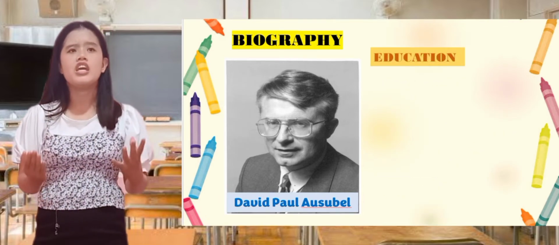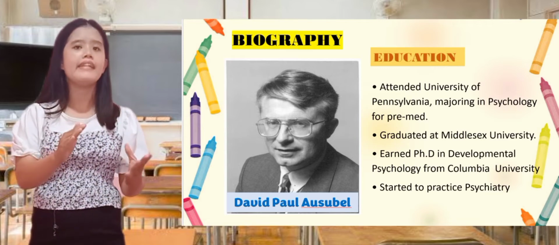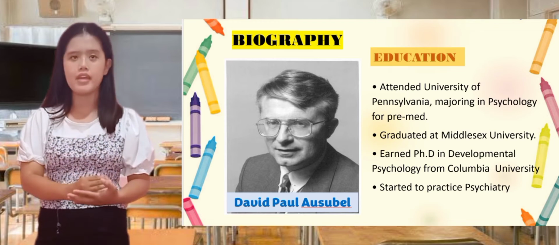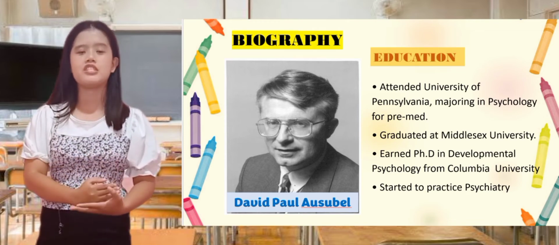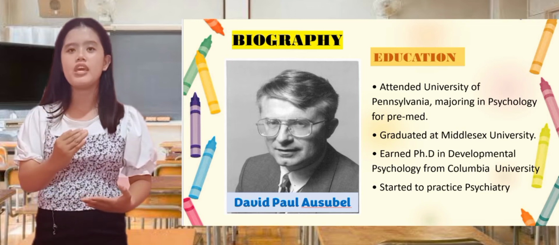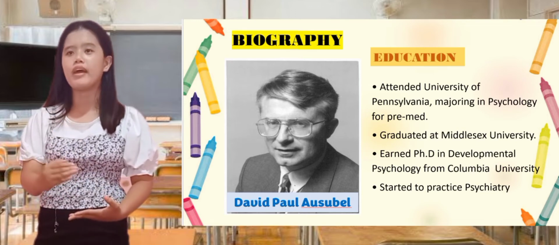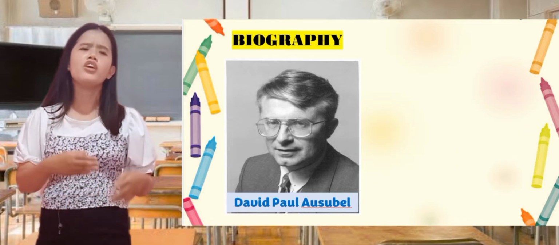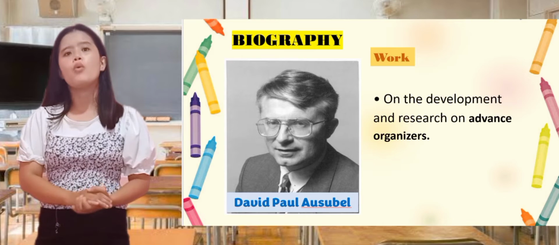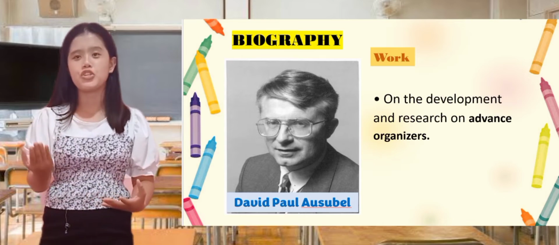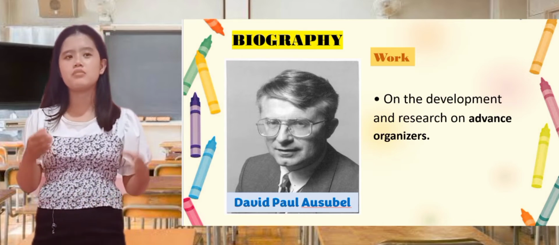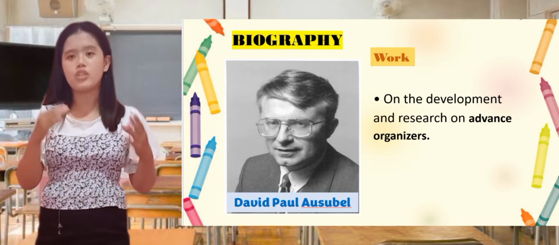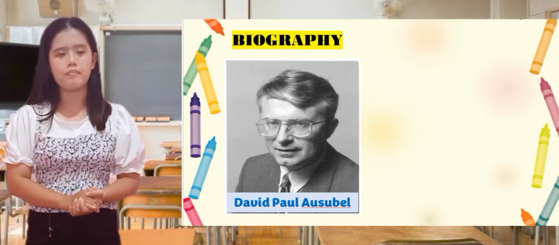Talking about his education, Ausubel attended the University of Pennsylvania, majoring in psychology for pre-med. He graduated at Middlesex University, earned a PhD in developmental psychology from Columbia University, and started to practice psychiatry. Talking about the work of Ausubel, which is developmental research and the advance organizer, this is his most significant contribution to the field of educational psychology, cognitive science, and science education learning.